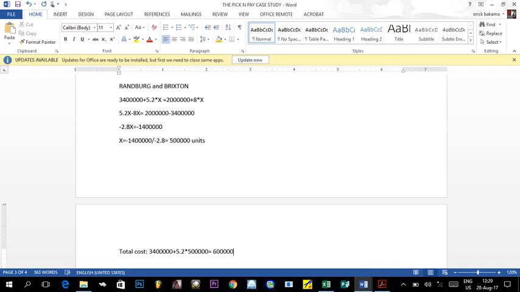So the value that we got, which was 5.2 minus 8, gives us negative 2.8, and the 2.8 that we divide into 1.4 million, we got the 500,000. The 500,000 that we replace in our equation of 5.2x plus the 3,400,000, I'll get 6 million. Okay, so this is the monetary value that will make Randburg and Brixton equally attractive.